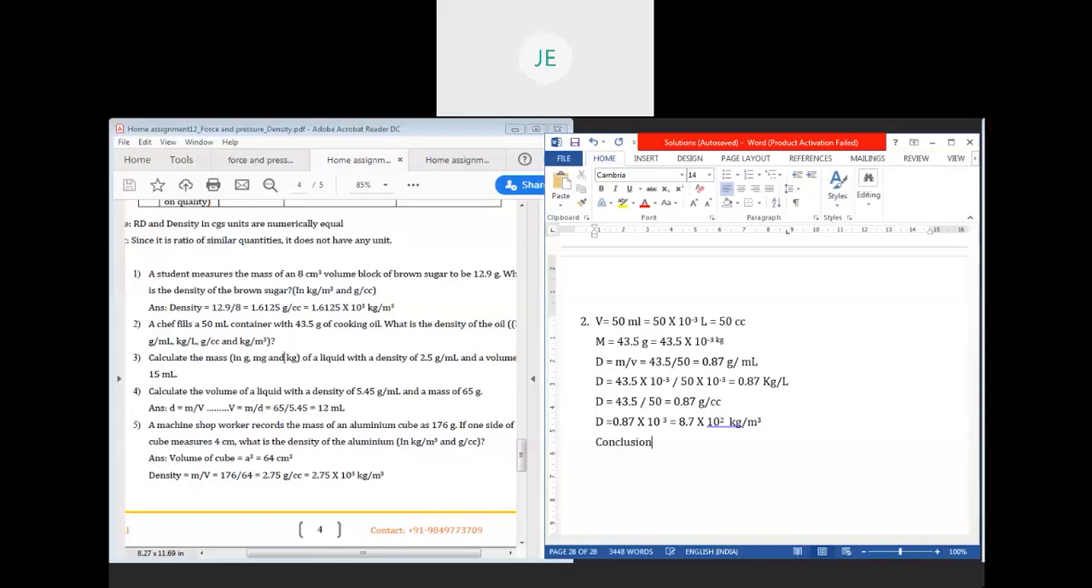So conclusion from this problem is numerical value of density in kg per liter, gram per milliliter, and gram per cc are equal.